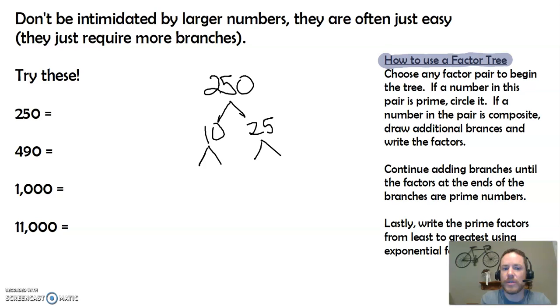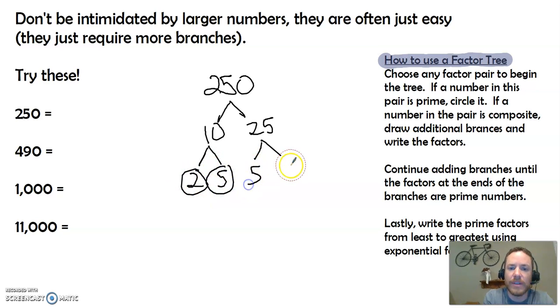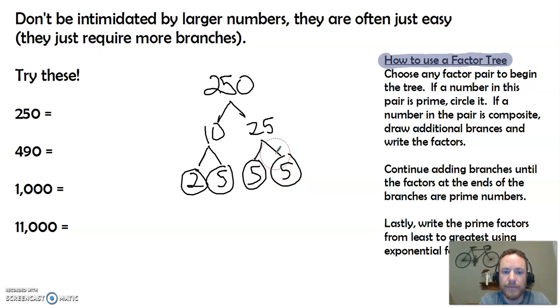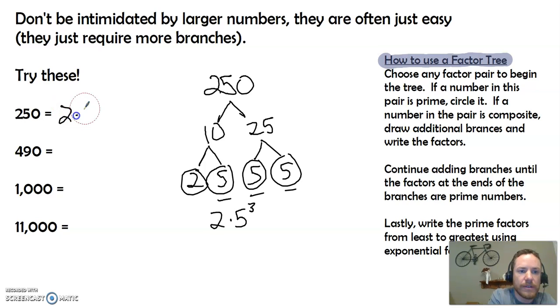We put numbers here that multiply to make 10. So don't make that common mistake. It's 2 times 5 makes 10, and 5 times 5 makes 25. Those are all prime numbers. Remember, we write them from least to greatest. 2 times 5. How many 5s are there? 1, 2, 3. 5 times 5 times 5 can be written as 5 to the third power. 2 times 5 to the third power.